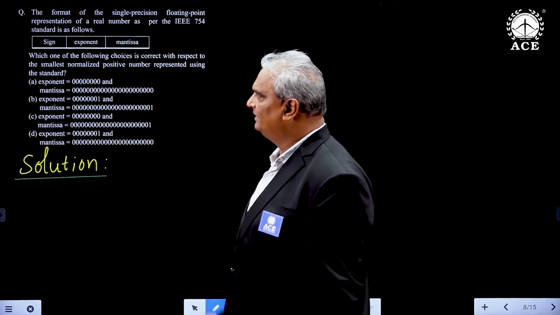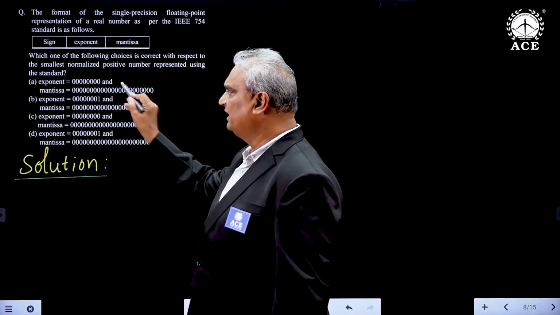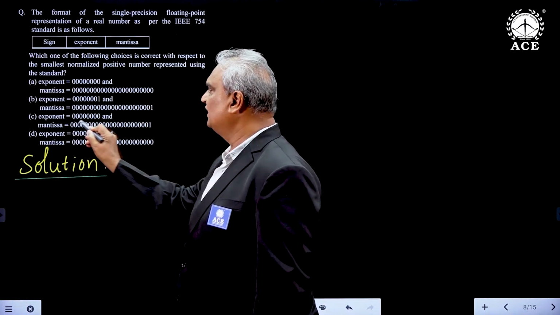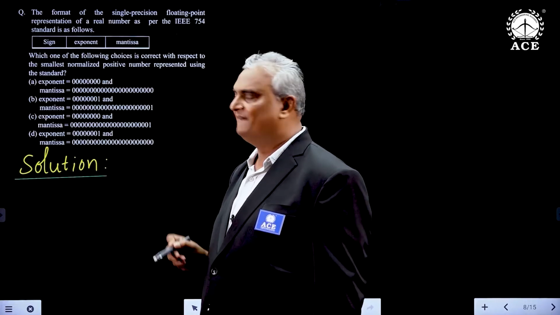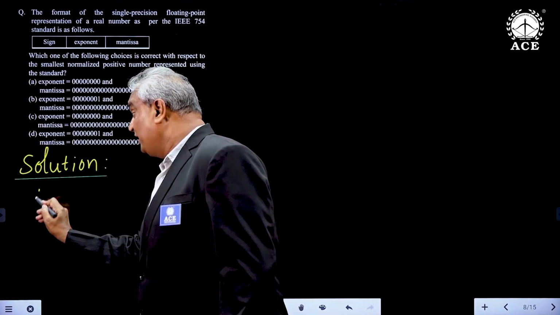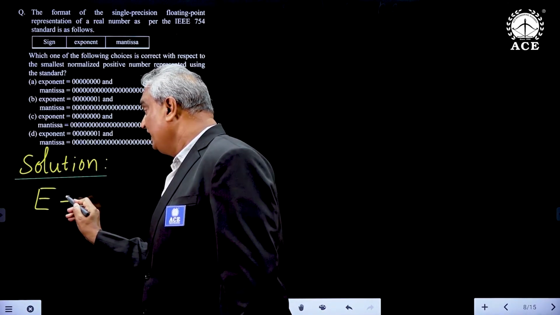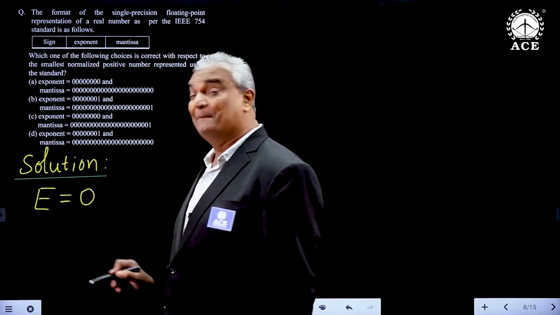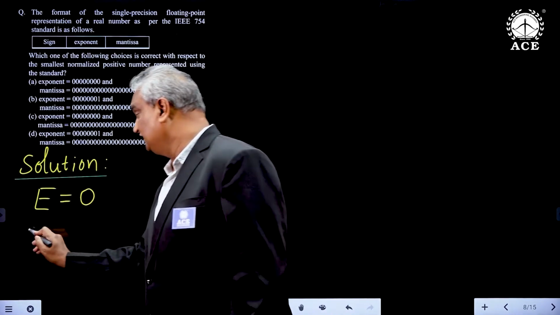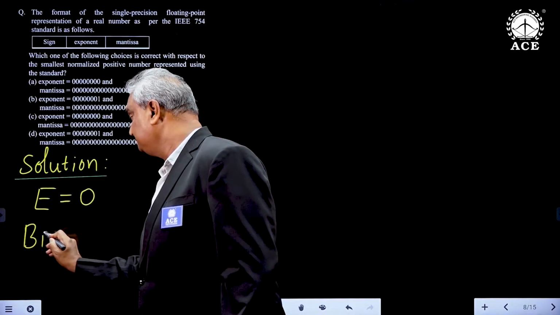In option A, the exponent value is 0. Option C also has exponent value 0. What is capital E? It is the biased exponent.